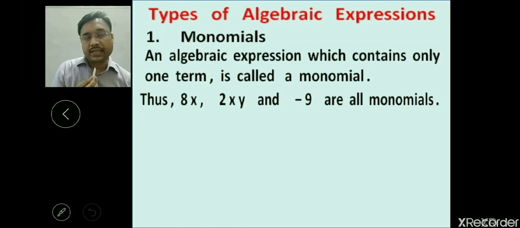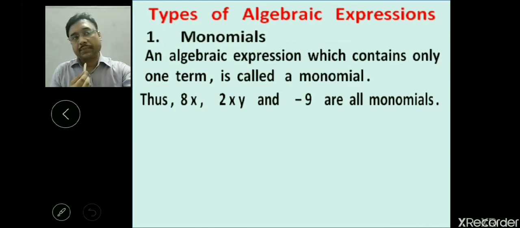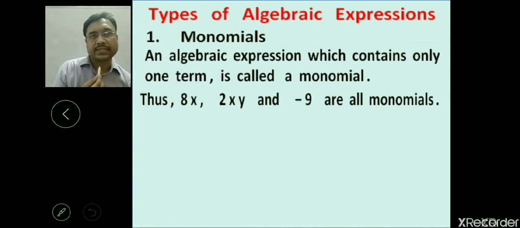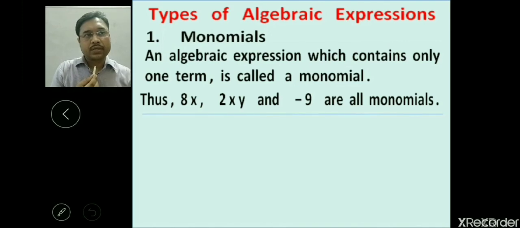Minus 9 is a constant, but this is a monomial also, because you know an algebraic expression consists of variables or constants combined by fundamental operations, that is plus, minus, multiplication, and division. So minus 9 is a constant and it is a monomial, okay. Now next we can see binomials.